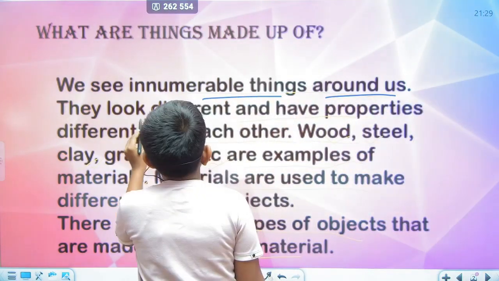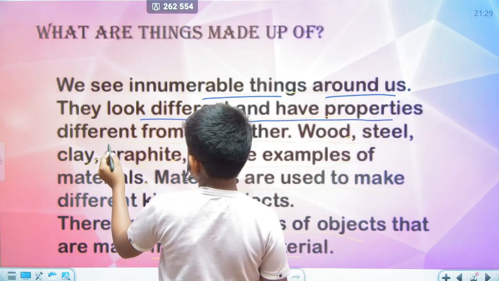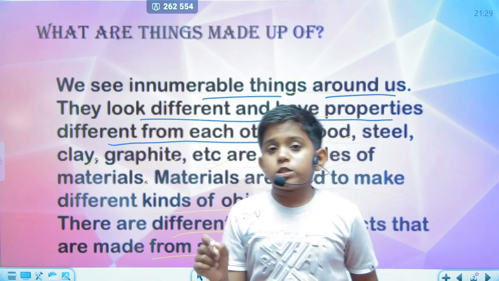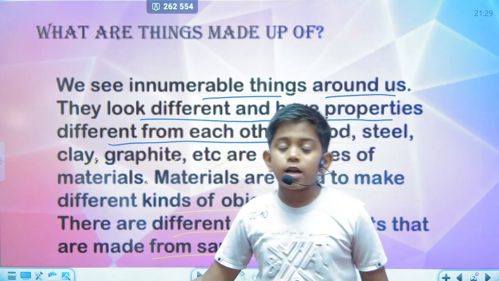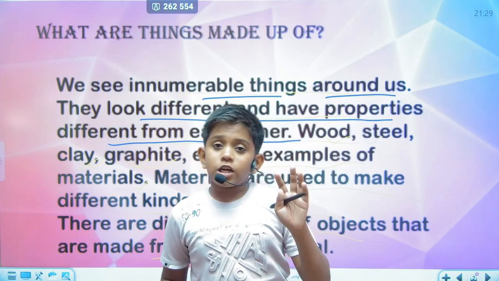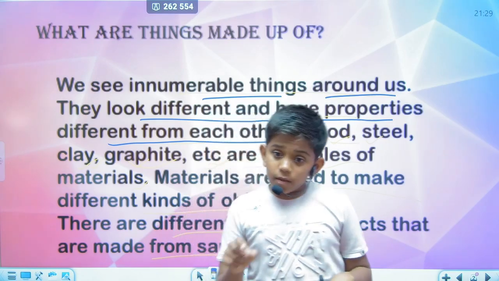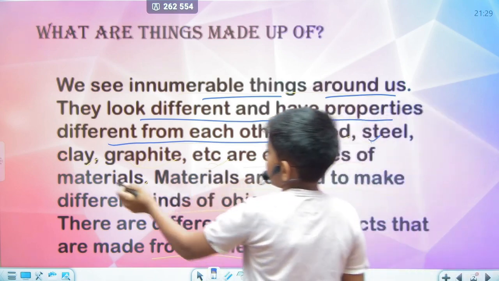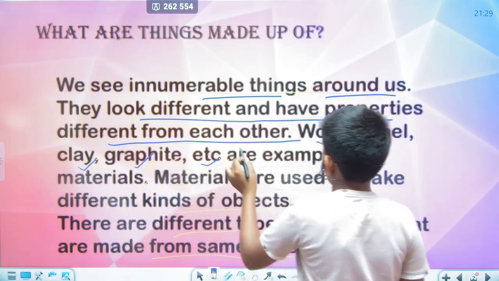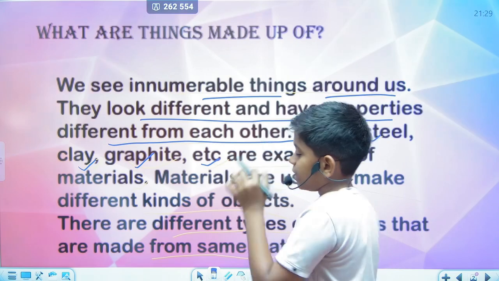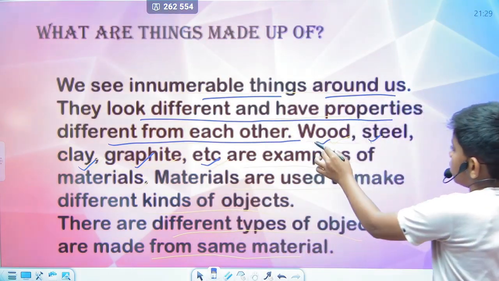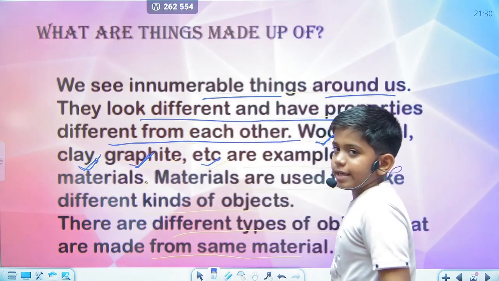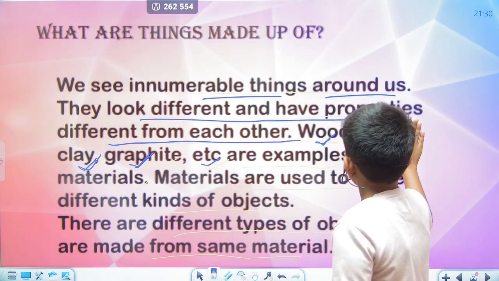Yes, they look different and have different properties from each other. A pen is different from a book, a book is different from a table, a table is different from a chair, and they have different properties. A chair has four legs. Wood, steel, clay, graphite, etc. are examples of materials. Okay.